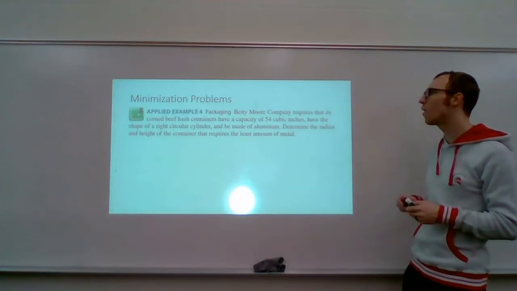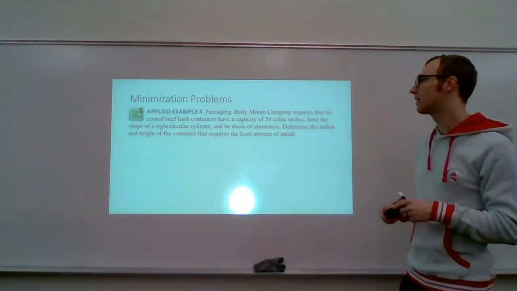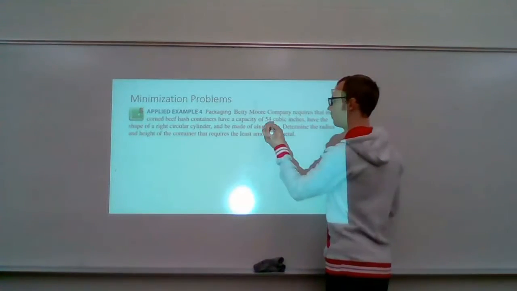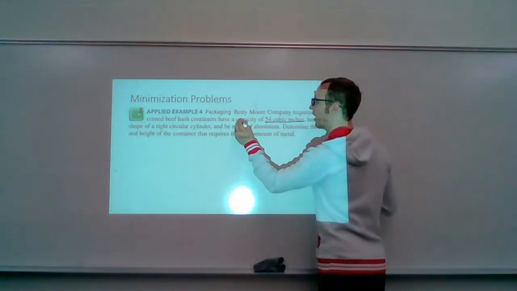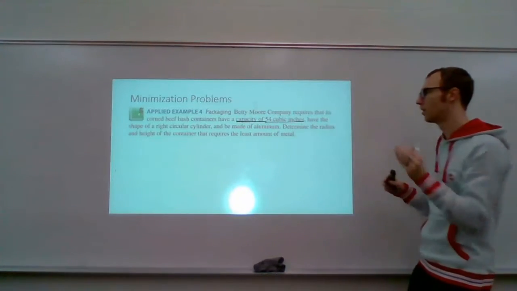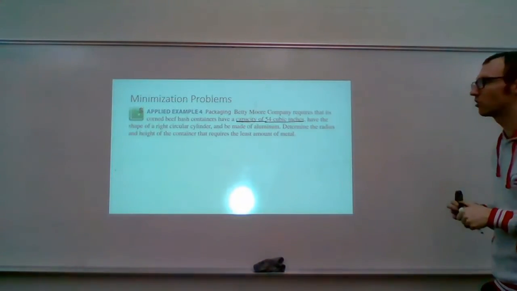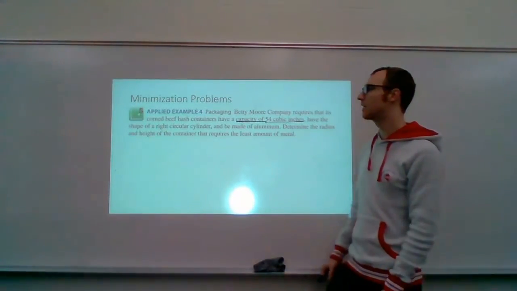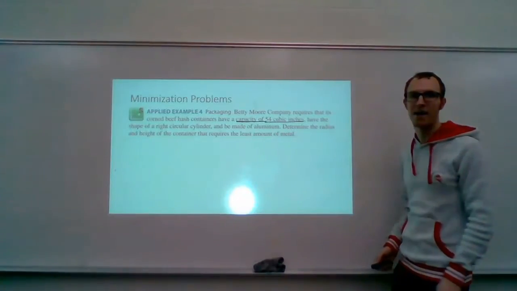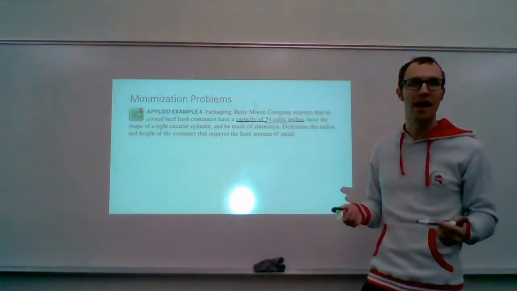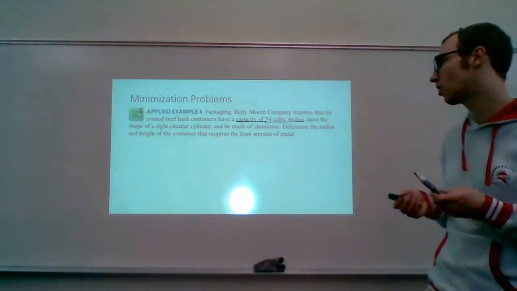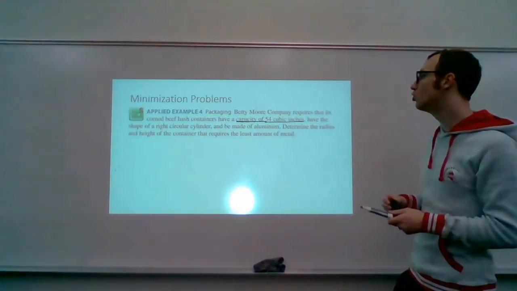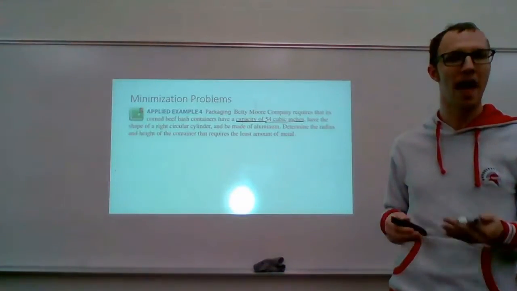So Betty Moore Company requires that its corned beef hash containers have a capacity of 54 cubic inches. All right, so that is a requirement. Capacity is a volume. They have a shape of a right circular cylinder, and they must be made of aluminum. We want to determine the radius and height of the container that requires the least amount of metal. That least amount of metal, that is a surface area. That's covering the outside of the can. So we've got a restriction on the volume. We want to minimize the surface area. That is our goal here.